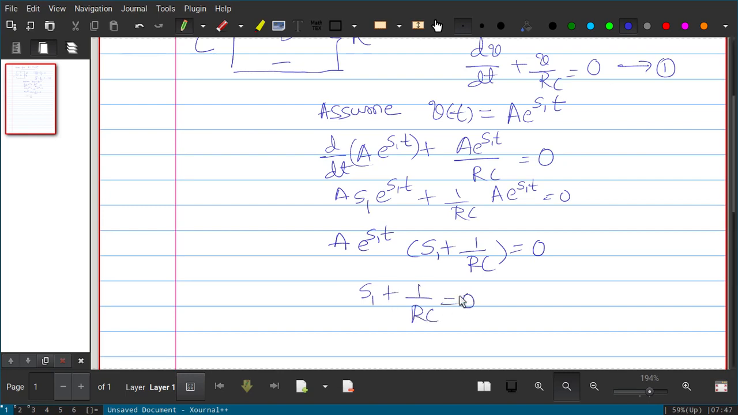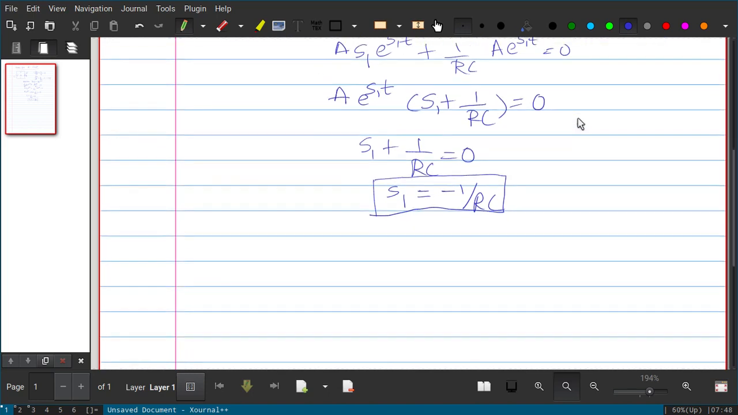If you consider A as 0, V of t will be 0, or if you consider s1 as minus infinity, again V of t will be 0. That we don't want here, zero voltage, so it will be a trivial solution. So we will assume the third one, that is s1 plus 1 by RC equal to 0. So s1 is equal to minus 1 by RC. This we will substitute in the assumed solution.